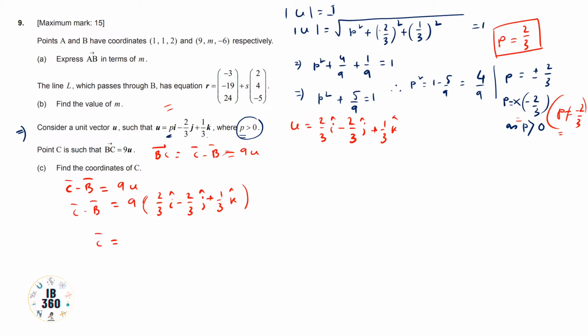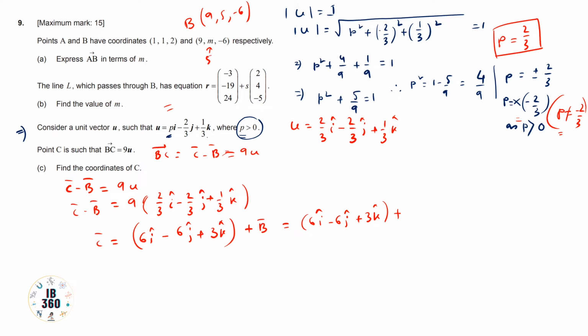So the coordinate of C: 9 by 3 is 3, 3 into 2 is 6, so 6i minus 6j plus 3k, after multiplying with 9 we get this, plus B. So from here we can write 6i minus 6j plus 3k plus the b vector, where the value of m was 5. So b is 9 comma 5 comma minus 6.